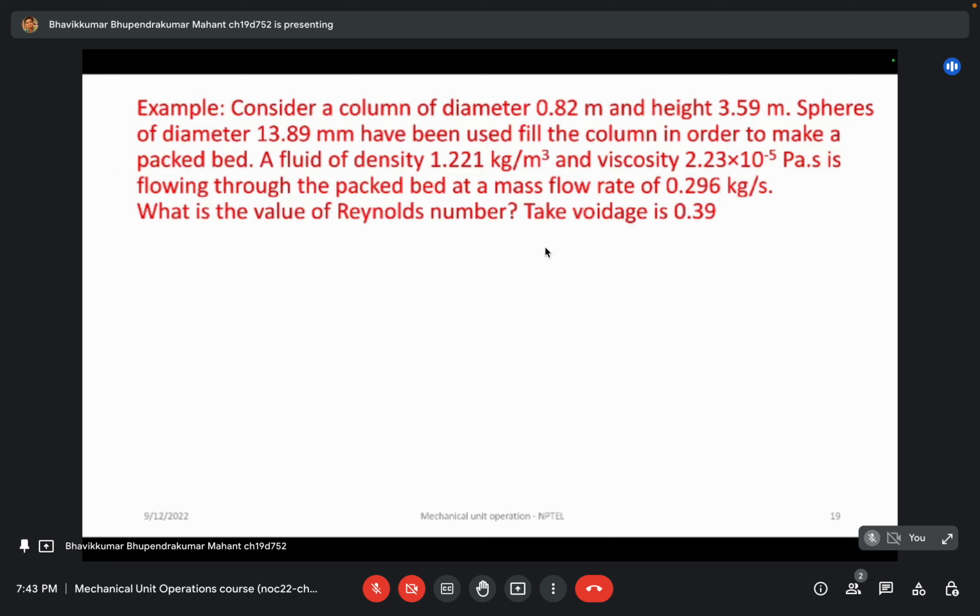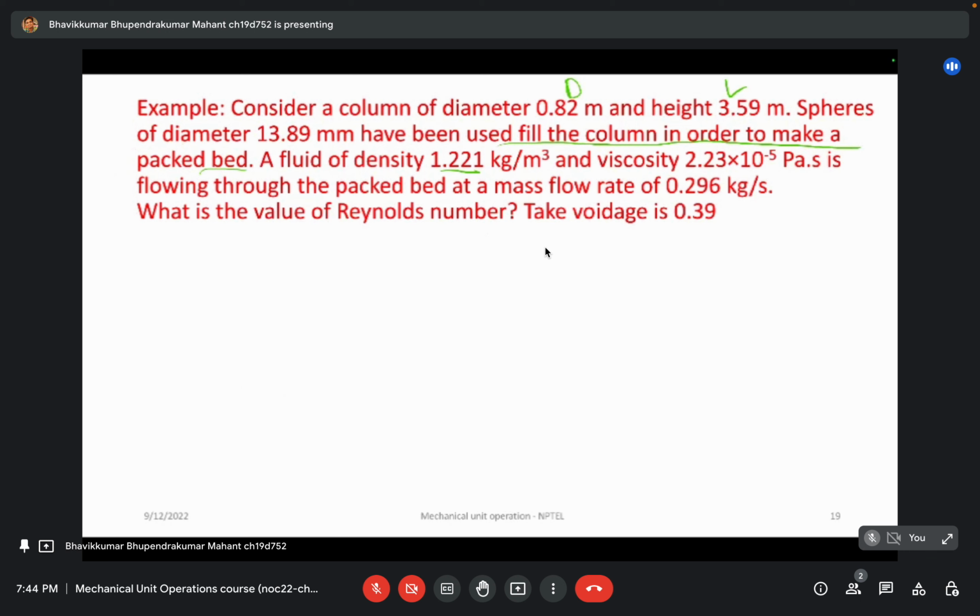Now consider a column of diameter 0.82 meter. The diameter is 0.82, this is not the particle diameter. And height is 3.59 meter. Spheres of diameter 13.89 millimeter have been used to fill the column in order to make a packed bed. A fluid of density 1.221 kg per meter cube and viscosity 2.23 into 10 to the power minus 5 pascal second is flowing through the packed bed at a mass flow rate of 0.296 kg per second. What is the value of the Reynolds number? Take the voidage as 0.39.